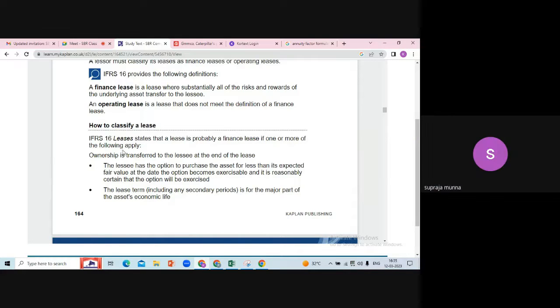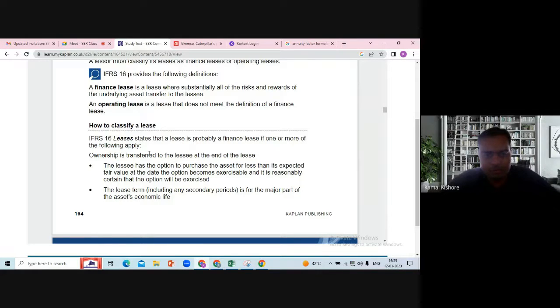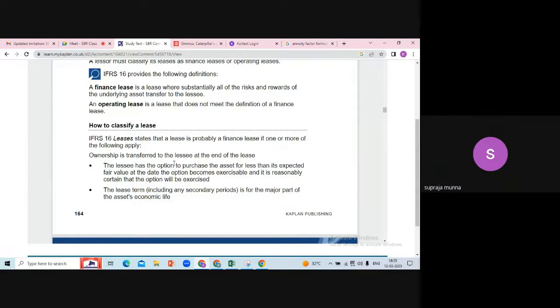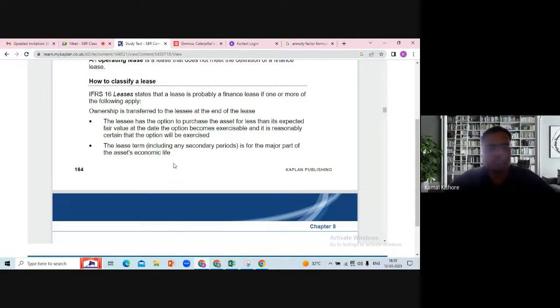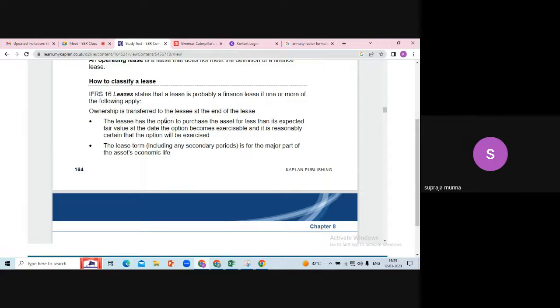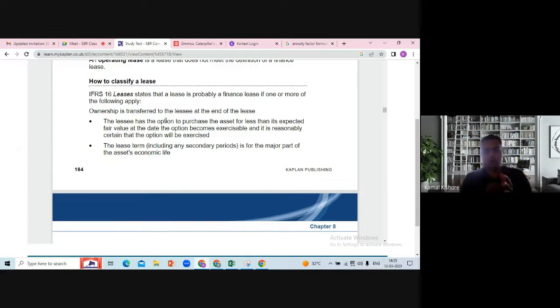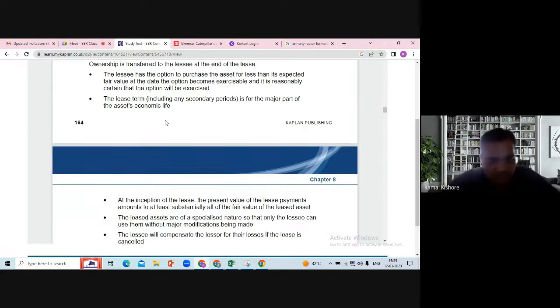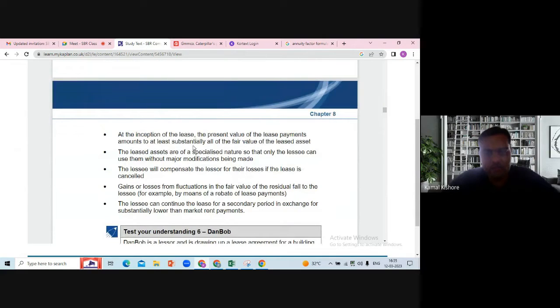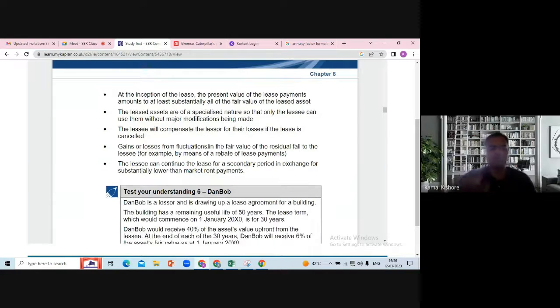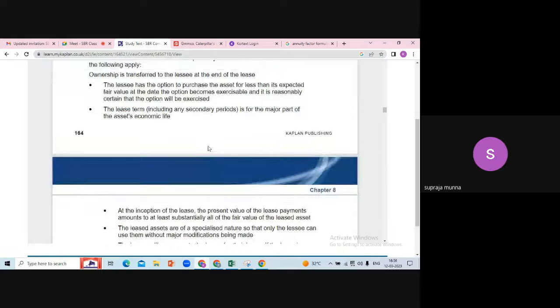So how is ownership transferred? Finance lease: if one or more of the following apply, ownership is transferred to the lessee. The lease term is for the major part of the asset's economic life. So basically, a finance lease is a lease where ultimately you will get the ownership. How? Either you have the option to purchase the asset, or you are using the asset for the major part of its life, or the present value of the lease payments is substantially the fair value of the leased asset. With these terms and conditions, it becomes a finance lease and ownership is transferred.